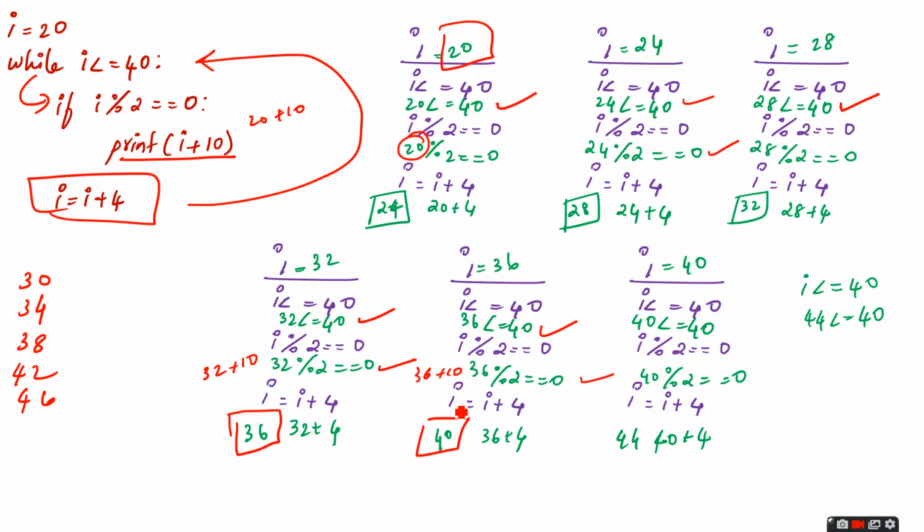Again we will check the next condition, that is going back to the loop. I less than or equal to 40. 40 less than or equal to 40, condition true. 40 mod 2 equal to 0, condition true. Then we have to print 40 plus 10, that is 50. 50 is printed. Again I equal to I plus 4. The value of I changes to 44. Again we will go back to the loop and we will check 44 less than or equal to 40. The condition is false. We will come out of the loop. So this is the output.